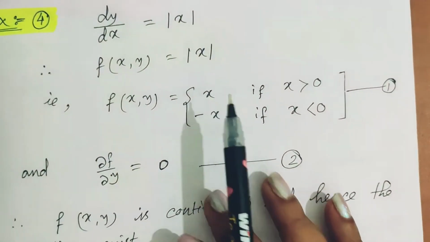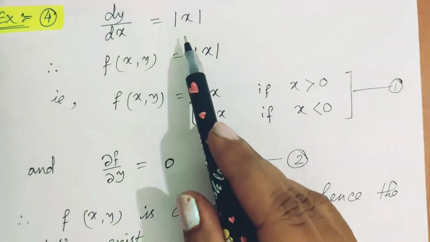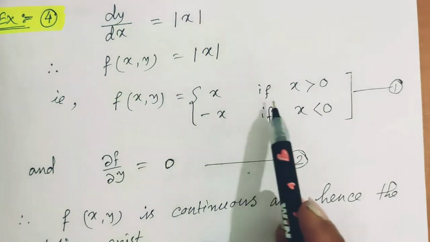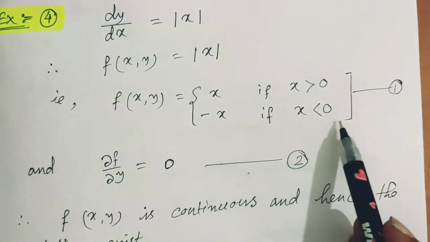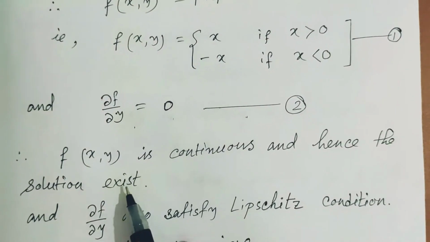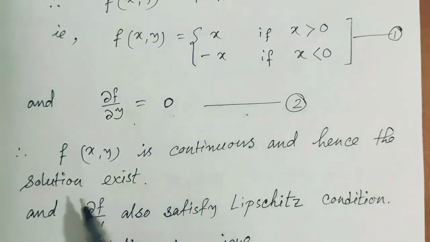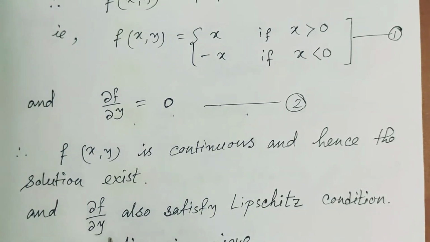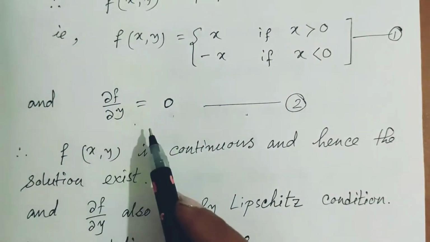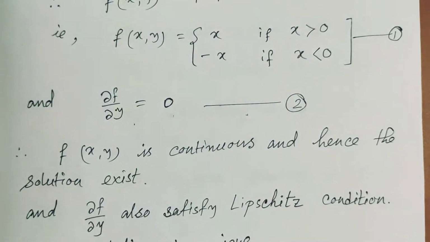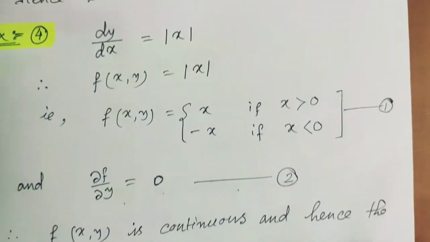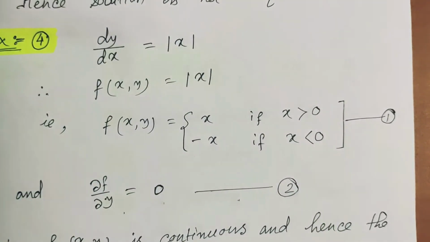One more example let us do. The example is given dy/dx = |x|. Therefore, f(x,y) = |x|, which we can write as x if x > 0 and −x if x < 0. If we take the derivative of this with respect to y, then definitely it is 0. Therefore, f(x,y) is continuous and hence the solution exists. And ∂f/∂y also satisfies the Lipschitz condition. Here, if we take the mod value, it is always less than or equal to 0. So it satisfies the Lipschitz condition and the solution is unique also. So the solution for this differential equation exists as well as it is unique.